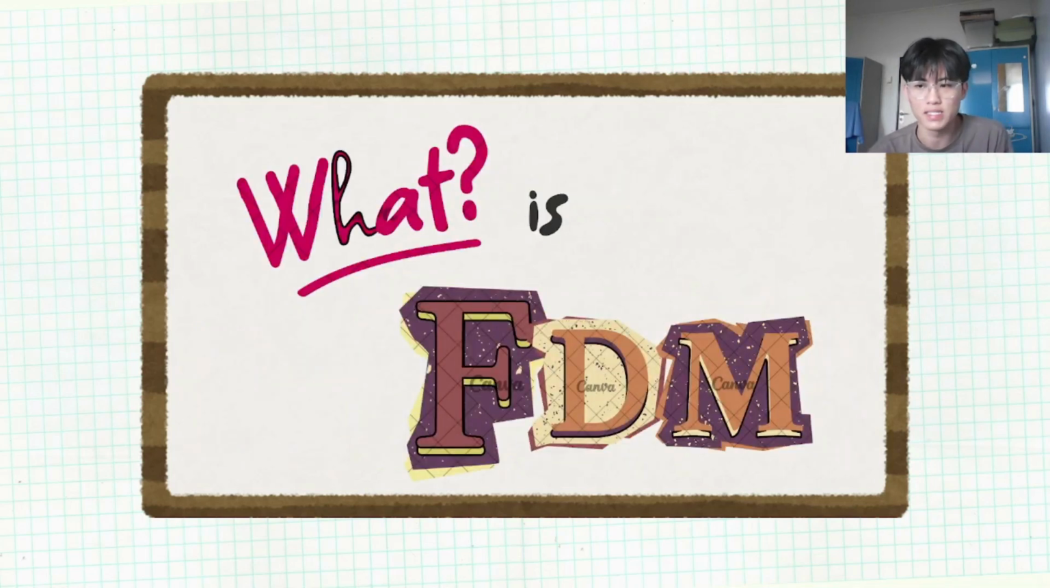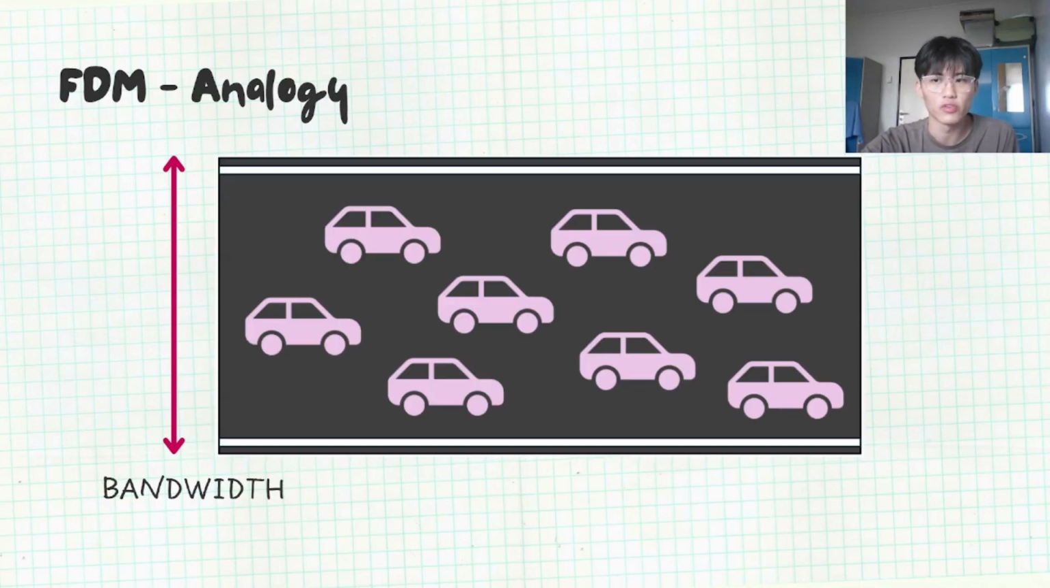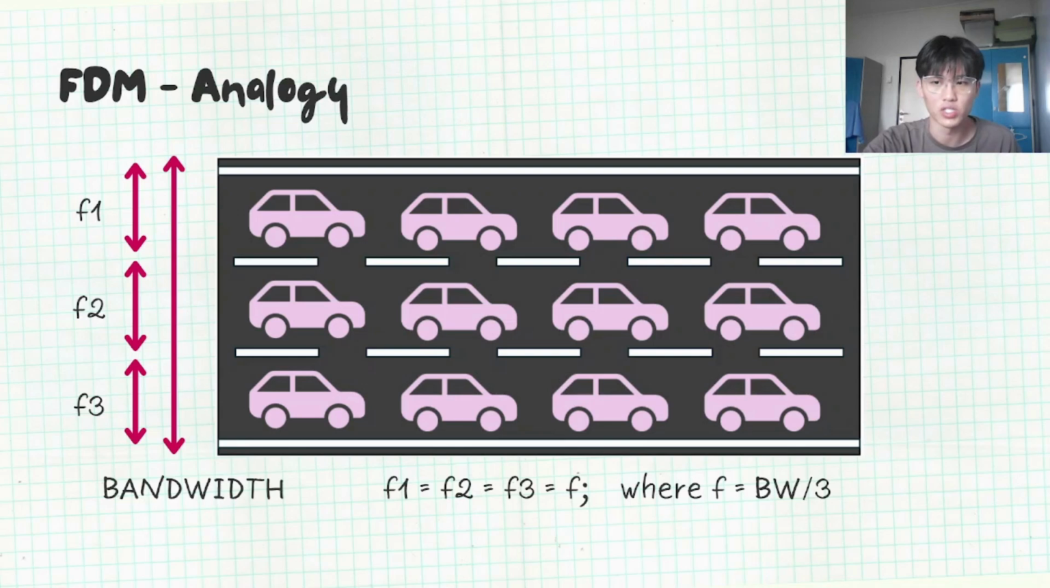So, what exactly is frequency division multiplexing, or FDM? Imagine this highway as your channel, while the width of the highway is the bandwidth. Without proper lane separation, the vehicles can drive wherever they want, making the traffic less organized and less efficient. However, with proper lane separation, the traffic now becomes smoother, more organized, and more efficient. That's how FDM works. It divides the bandwidth of a channel into smaller frequency ranges, where each signal occupies a specific frequency range to prevent interference between signals.